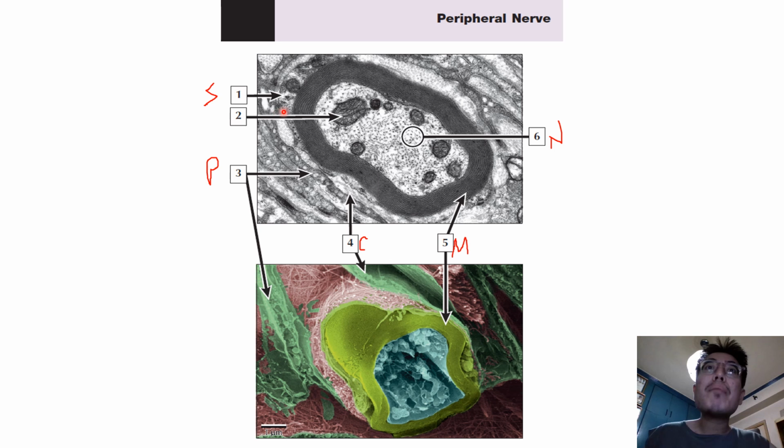Shown here in number 1 is a Schwann cell. And 2 is a mitochondrion. 3 is a perineural cell, which is a supportive cell. 4 are collagen fibrils of the endoneurium. And 5 is the myelin sheath. Finally, 6 are neurofilaments.